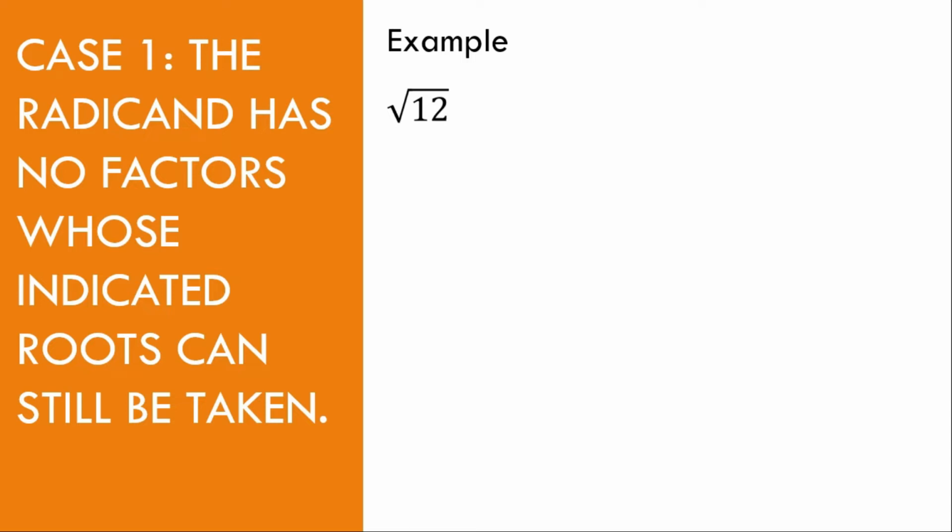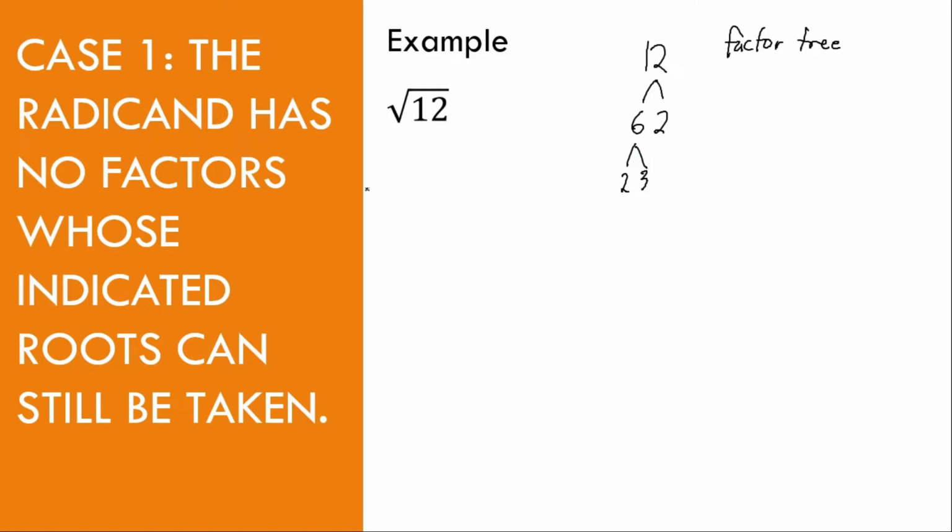So, meron tayo square root of 12. Ang sabi sa case 1, we should have no factors whose indicated roots can still be taken. So, paano yung gagawin natin dyan? For this given square root of 12, class, isipin nyo lang na dapat kunin ninyo yung factor ni 12. So, gawa tayo ng factor tree. Tawag dito is factor tree. So, si 12, kunin ninyo yung factors niya, or in other words, yung dalawang number na kapag minultiply mo is 12 yung lalabas. So, yung dalawang factor ni 12 is 6 and 2. Pwede ring 4 and 3. Tapos, si 6 naman is 2 and 3.